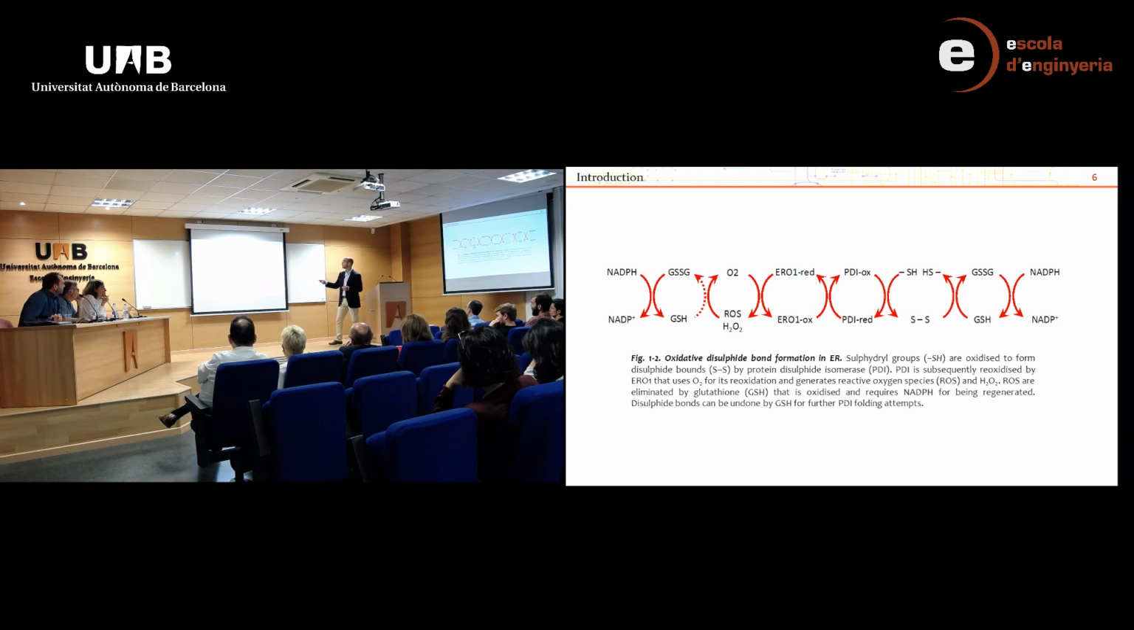So there's the formation of these disulfide bonds, then there's a redox chain that ends with NADPH to NADP that are transferred to oxygen and other reactive oxygen species. So that's the oxidative stress in the ER, and the role of NADPH trying to alleviate this.